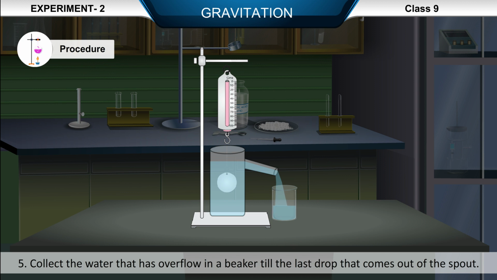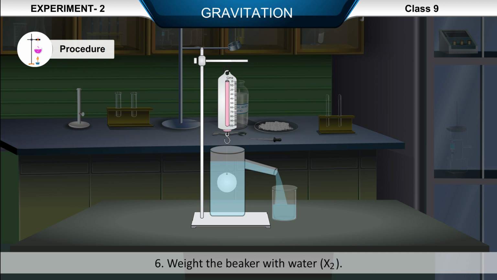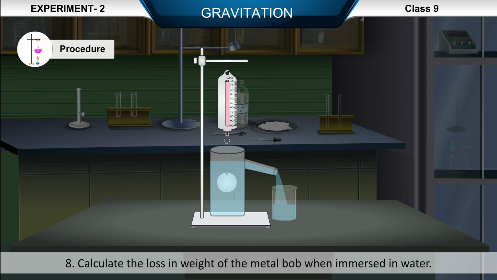5. Collect the water that has overflowed in the beaker till the last drop that comes out of the spout. 6. Weigh the beaker with water, X2. 7. Calculate the weight of the displaced water, X2 minus X1. 8. Calculate the loss in weight of the metal bob when immersed in water.